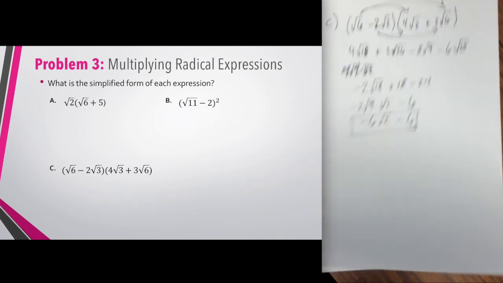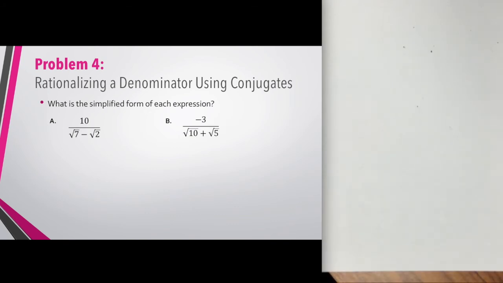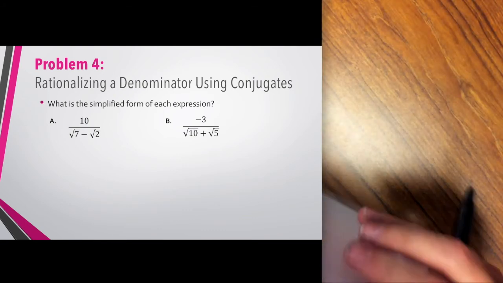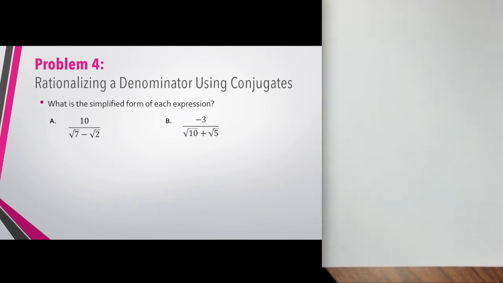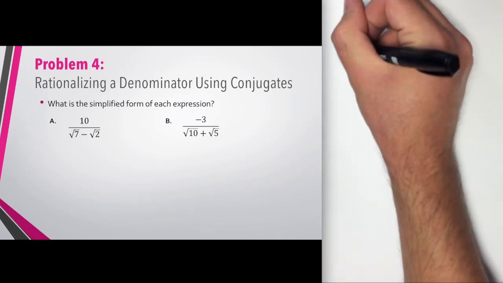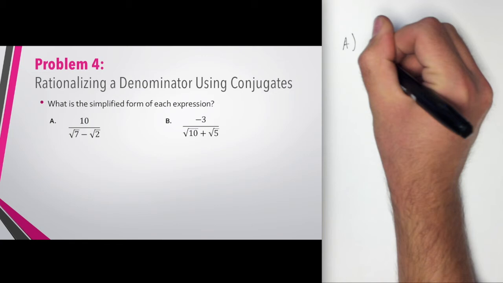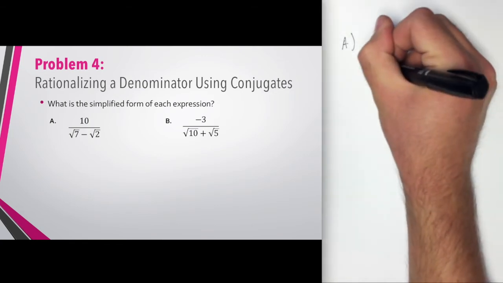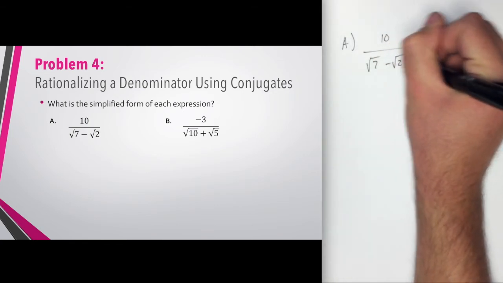Okay, we have one more problem, and we're all very glad about that because we're done. So, problem 4, rationalizing a denominator using conjugates. So, letter A, 10 over the square root of 7 minus the square root of 2.